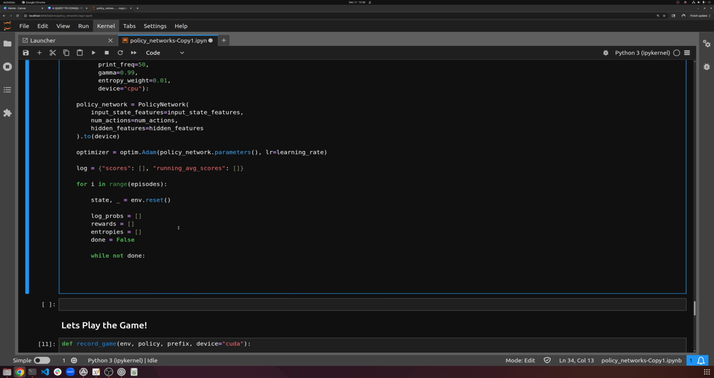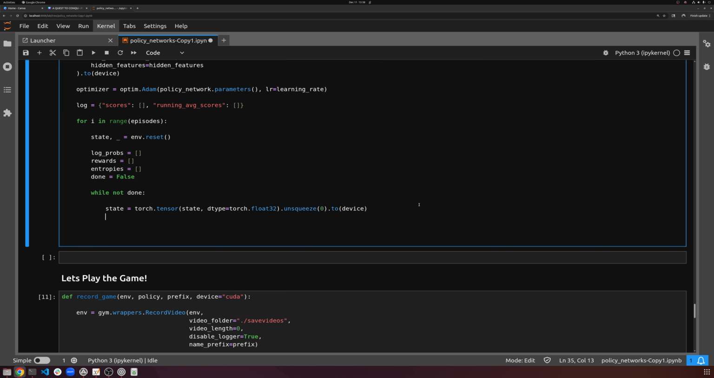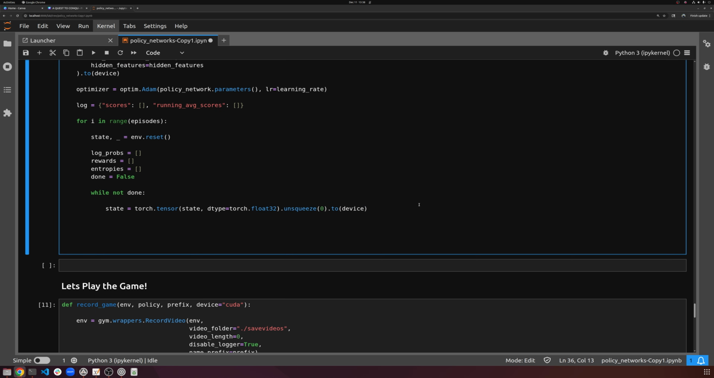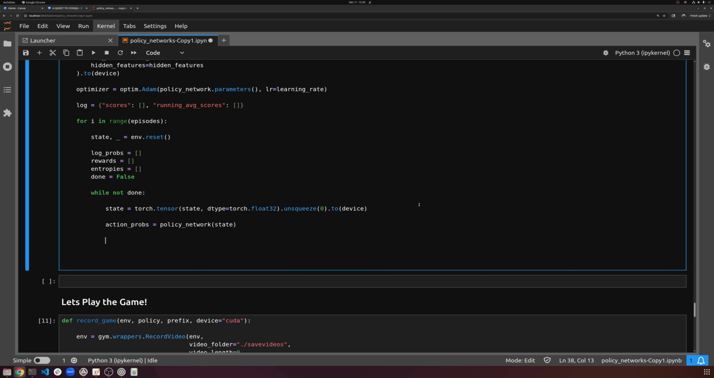First, let's grab our state. So our state is going to be torch.tensor. It's going to be the state. Dtype is torch.float32. We're going to add the batch dimension. So it'll be 1 by 8. Remember, it's just one time step at a time, so it's 1 by however many input state features there are. There's 8 in this case. That's our state. And now what we're going to do is take the state and pass it through our model. So action probs is going to be equal to the policy network, and we're passing the state. And this tells me what is the probability of the different actions I take at this state.